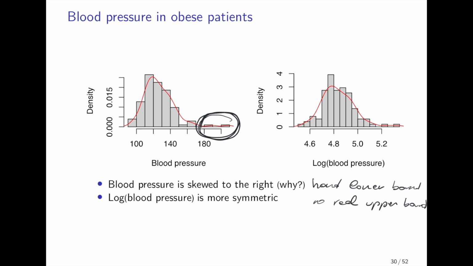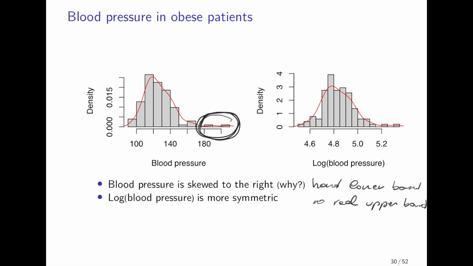Every doctor will have stories. If they exchange stories, they'll say, oh, I had a patient with 200 blood pressure. Oh, I had a patient of 250 blood pressure. No real upper bound. So here, if you were to compute the mean, it would be more attracted towards the higher end, whereas the median would be more reflective of the bulk of the data.